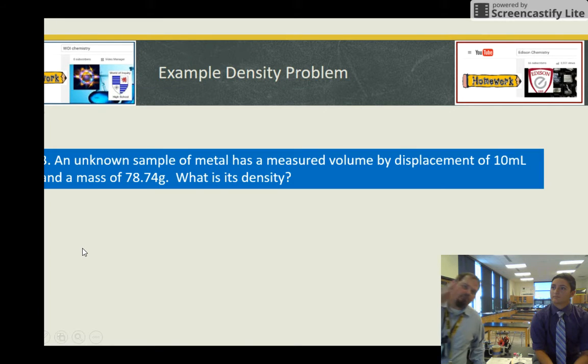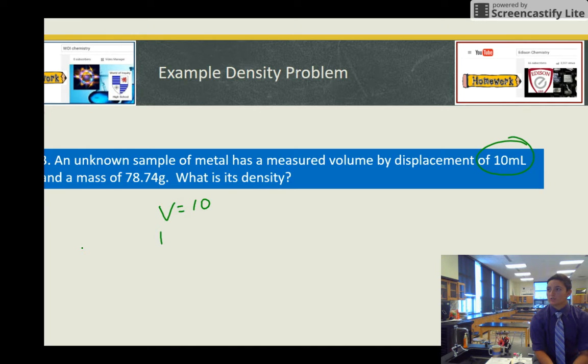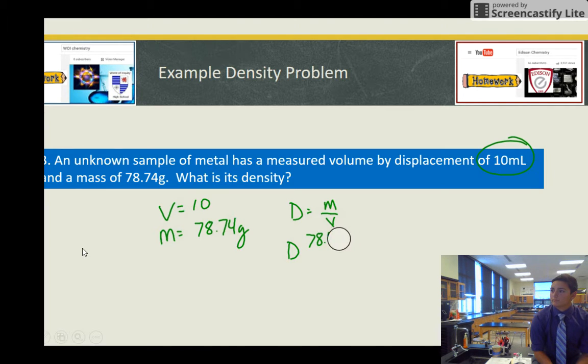Okay. I'm going to go back to the board. An unknown sample of metal has a measured volume by displacement of 10 milliliters and a mass of 78.74 grams. What is the density? This is what I mean by plug and chug. I'm going to plug these numbers in: 78.74, divided by 10. Oh, I can do this math.